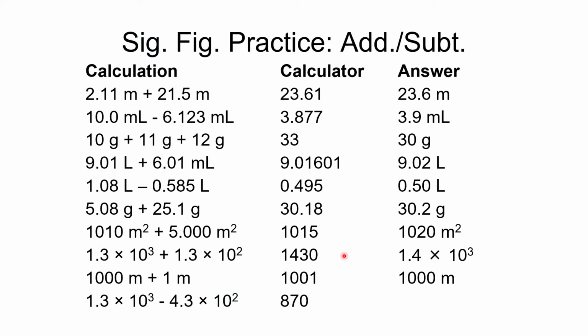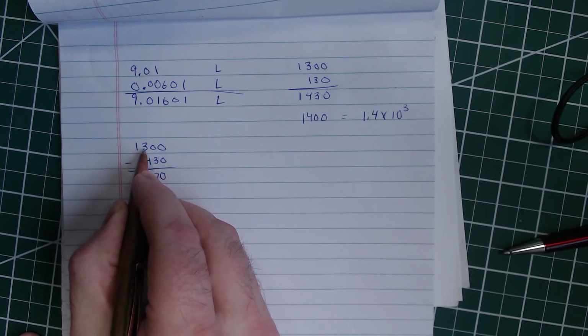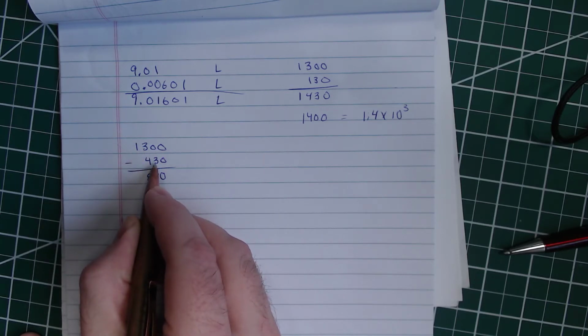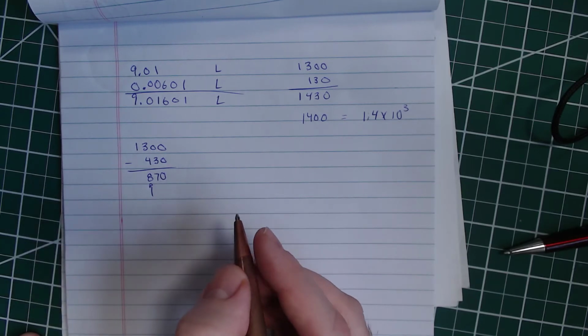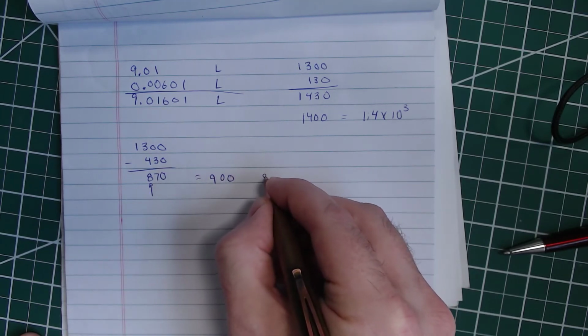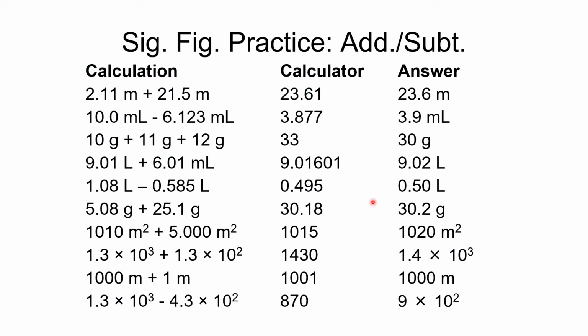Now, before we put what our final answer is, we need to go back and look at what place has the last sig fig. Well, here the 3 is in the hundreds place, and it's the last sig fig, and this 3 is in the tens place, and it's the last sig fig there. So when we add those together, we're going to need to round to the hundreds place. And so when we round to the hundreds place, this is simply going to become 900. And of course, we can write that in scientific notation as 9 times 10 to the 2. So when we come back over here, we'll get 9 times 10 to the 2. All right. So practice will make this go much easier.